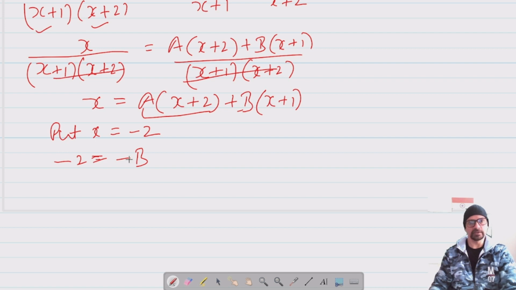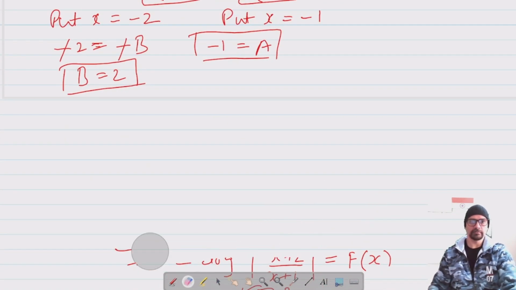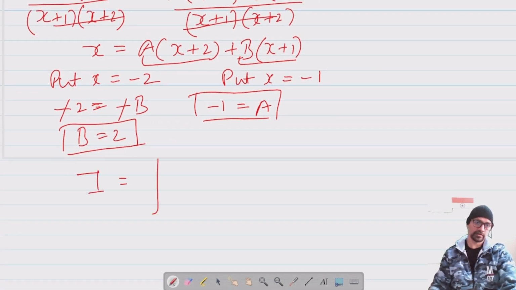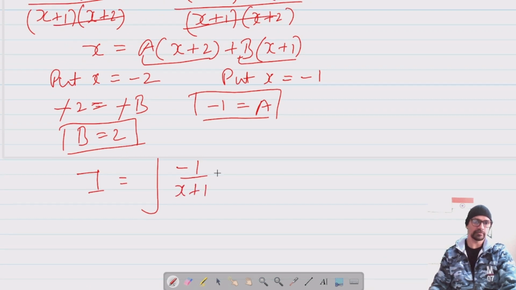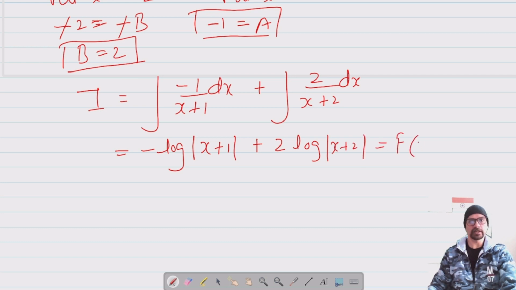So b is 2. And when we put x is equal to negative 1, this term reduces to 0. So negative 1 is equal to negative 1 plus 2, which is 1. So a is negative 1. And finally, our integral can be written as negative 1 upon x plus 1 with the differential element dx, and the second one is 2 upon x plus 2 with differential element dx, and this is now negative log of x plus 1 plus 2 log of x plus 2, which is our entire antiderivative function.